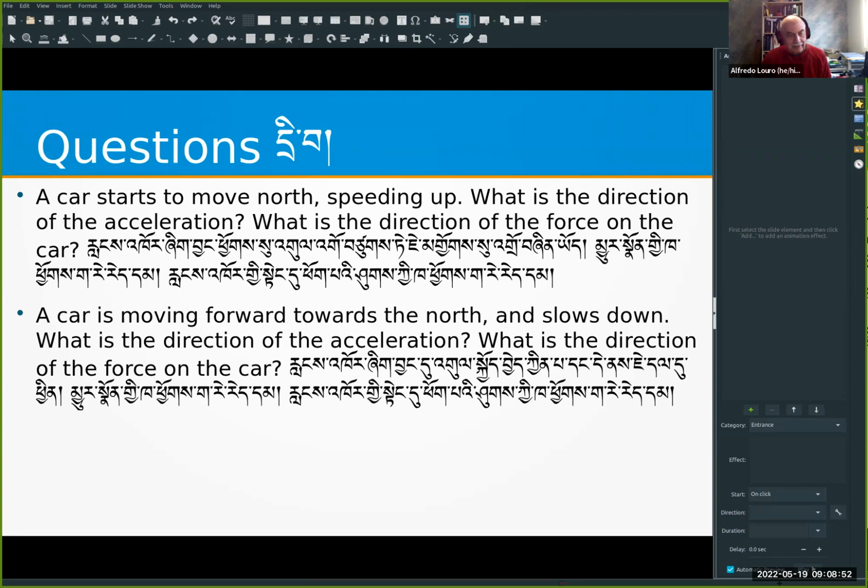Second question is related to the first one. So a car is moving forward towards the north again, but this time it's slowing down. So what is the direction of the acceleration, and what is the direction of the force on the car again? And we'll take a minute. I suspect that you'll find it easier to answer this one, the first question.